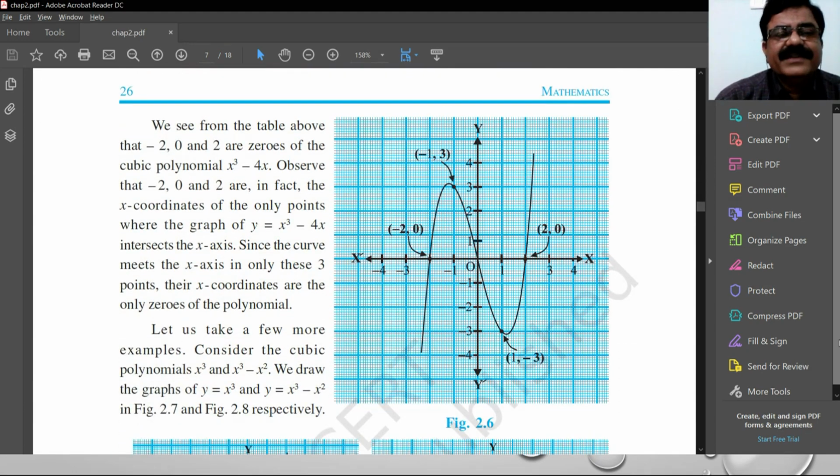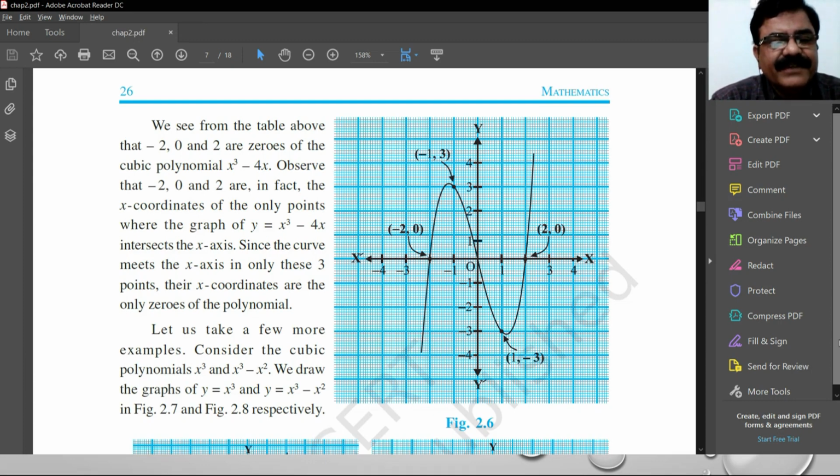By taking these points, we can plot the graph, and you are seeing that the graph is like two parabolas. You see from the table above that minus 2, 0 and 2 are zeros of the cubic polynomial x cube minus 4x. Observe that minus 2, 0 and 2 are in fact the x coordinates of the only points where the graph of y is equal to x cube minus 4x intersects the x-axis. Since the curve meets the x-axis in only three points, their x coordinates are the only zeros of the polynomial.